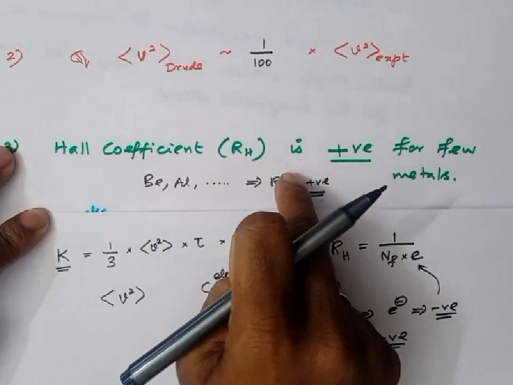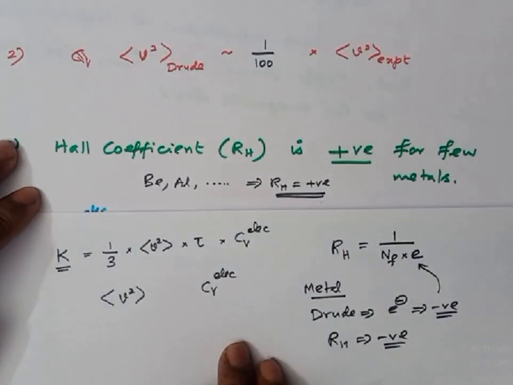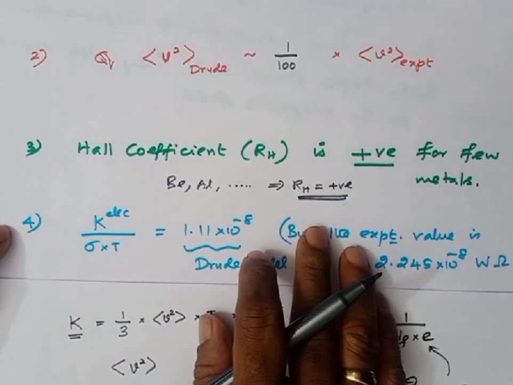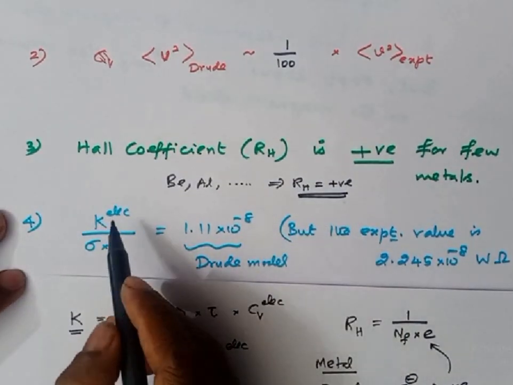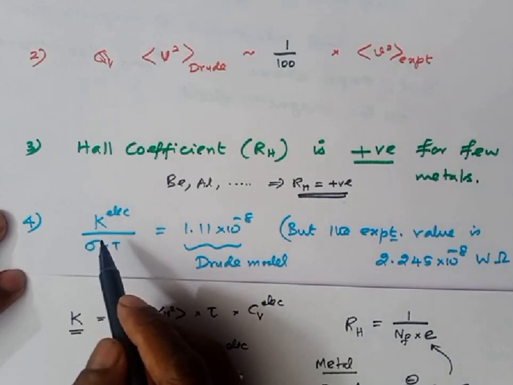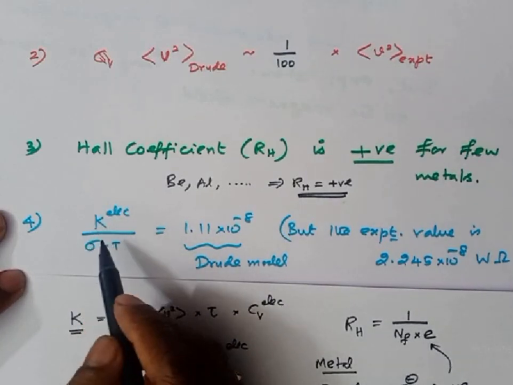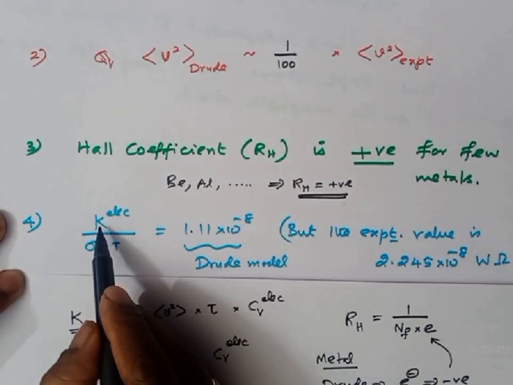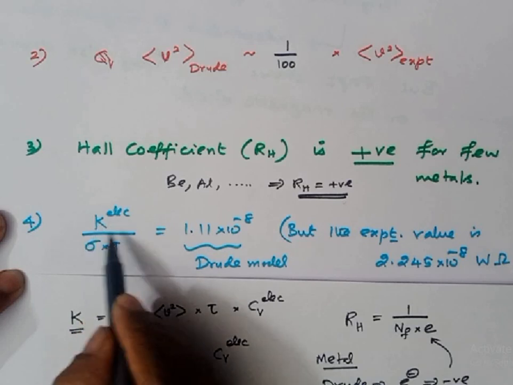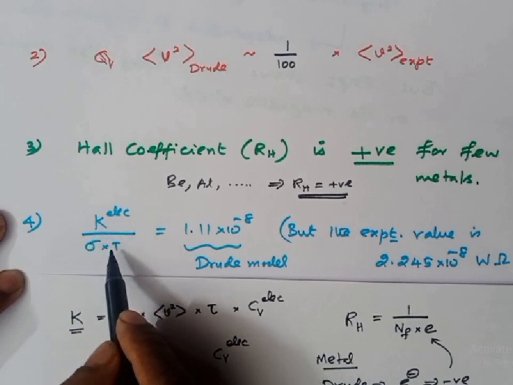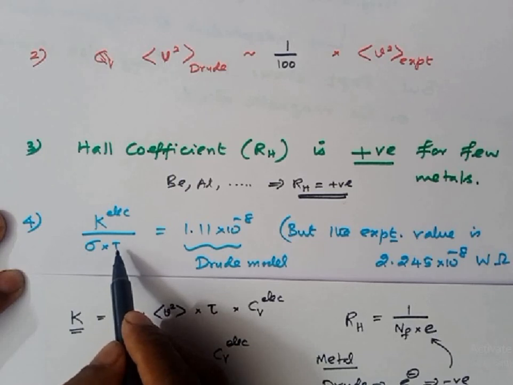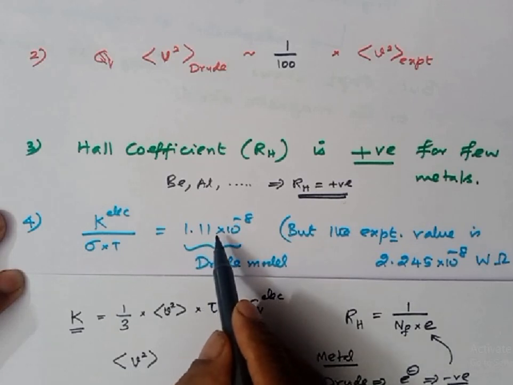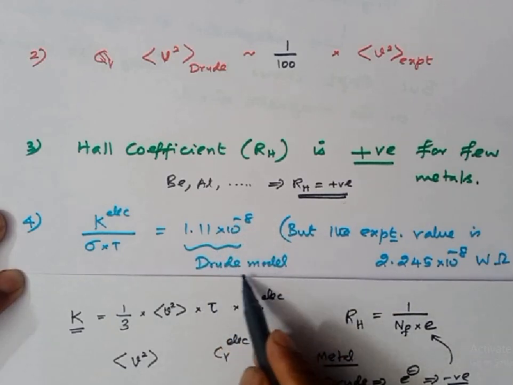Okay, this is one important limitation of the Drude model, right? Next one, see the Wiedemann-Franz law. We have calculated this ratio of the Wiedemann-Franz law using the Drude model. The electronic contribution to heat capacity, thermal conductivity divided by electrical conductivity of the metal measured at the same temperature T. If you take this ratio, it comes out as 1.11 into 10 power minus 8 as per the Drude model.